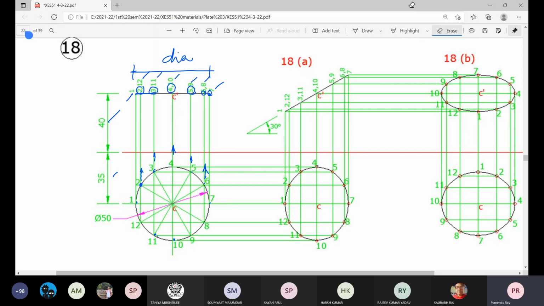Done. Then when you consider the second stage, that is, the circular plate is inclined to the horizontal plane at an angle 30 degree, then make this line rotated about this point and shift by angle 30 degree.